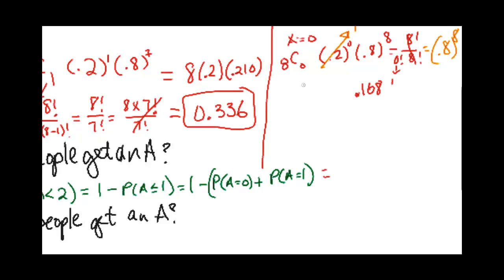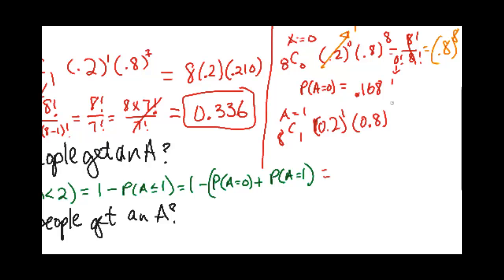So that was the probability of no people getting an A, given that there were 8 people in your study group, and the probability of 0.2 of getting an A. And then if you do A equals 1, you have 8 choose 1, and that's going to be, I'm sorry, 0.2 raised to the 1 person getting an A.